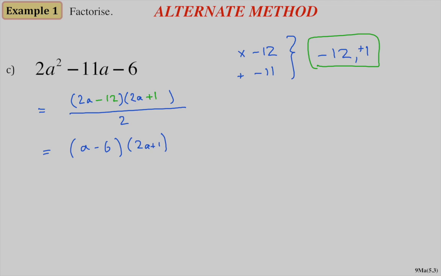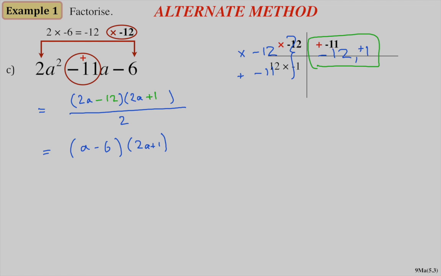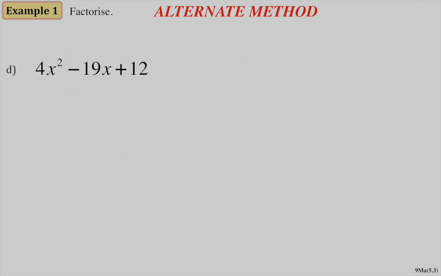Finished. Let's try the last example that we did using the previous technique. And see how we go. Again, we're looking at numbers that times together. 4 times 12 is 48. So I want numbers that times to give 48, and they have to add to give negative 19.